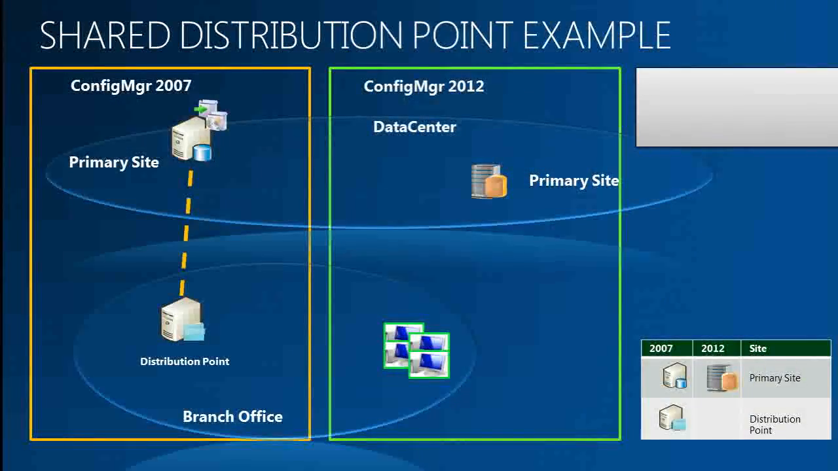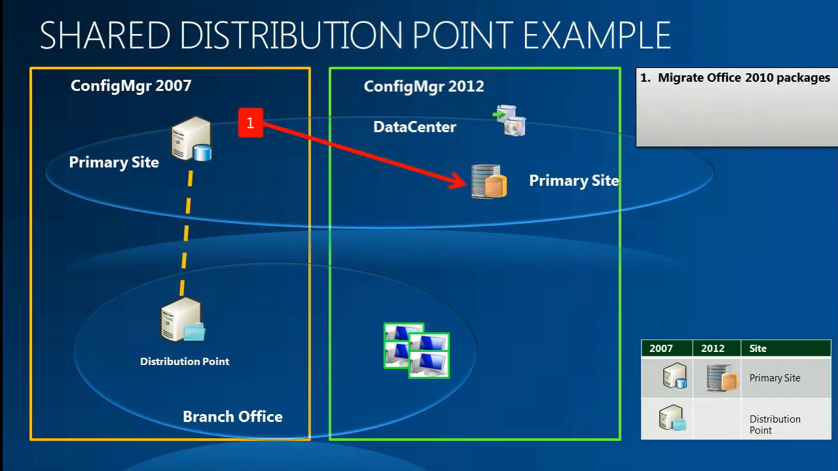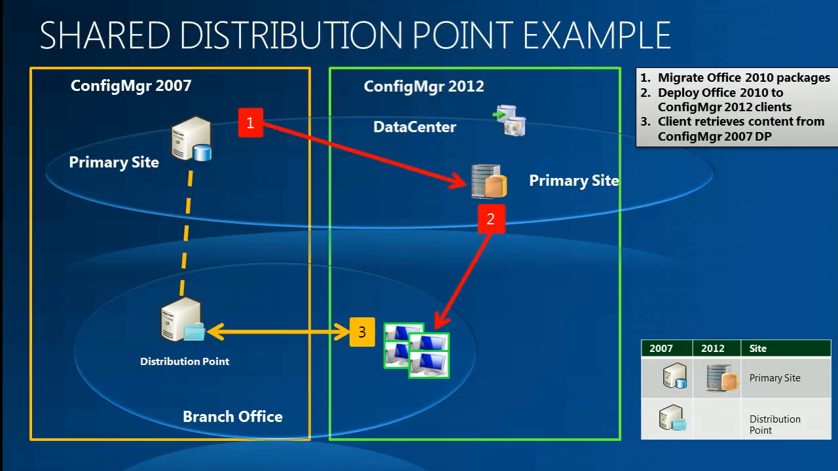So what's the general scenario? This is an example. On the left, I have 2007. On the right-hand side, I have 2012. I migrated Office 2010 over, then deployed it out to my 2012 clients. My 2012 clients are within the boundaries of that 2007 distribution point. They make a location services request to the 2012 site, which returns that particular 2007 distribution point, and the client can download the content from it. All you had to do was migrate it and deploy to your 2012 clients. You don't have to distribute any content within 2012.